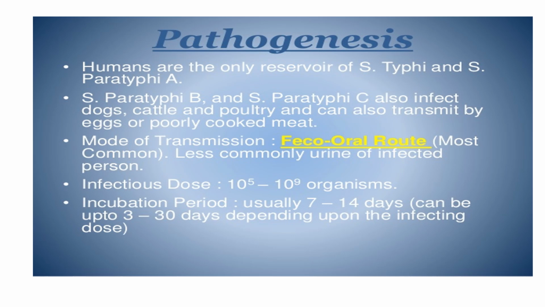The fecal-oral route is the most common route of transmission, and less commonly the urine of an infected person may be the cause of transmission. The infectious dose is 10 raised to the power 5 to 10 raised to the power 9 organisms. The usual incubation period for this disease is 7 to 14 days, but it can be from 3 to 30 days, depending upon the infecting dose.